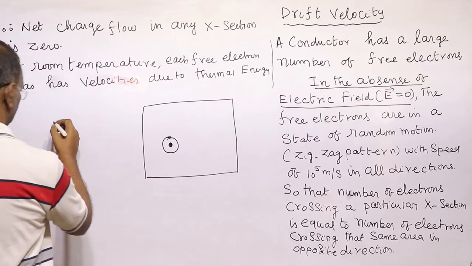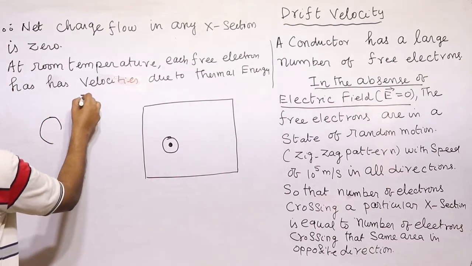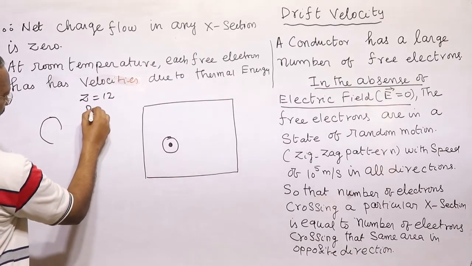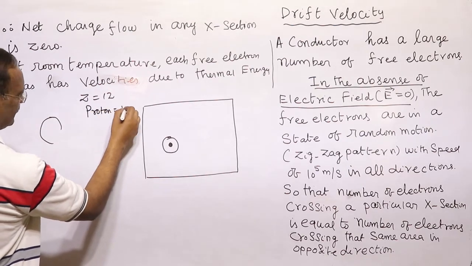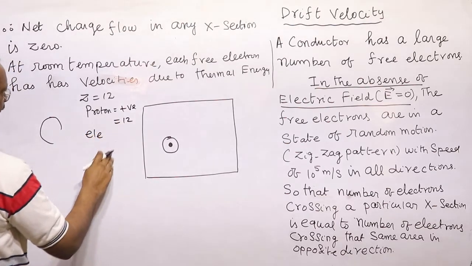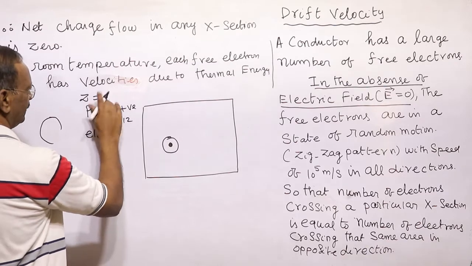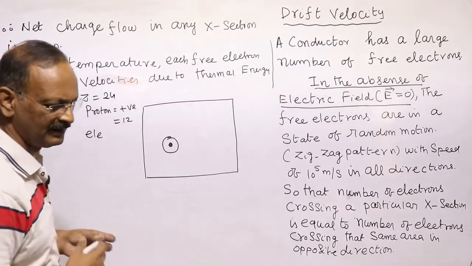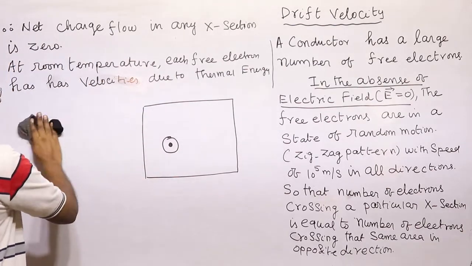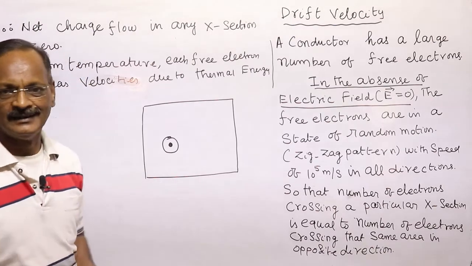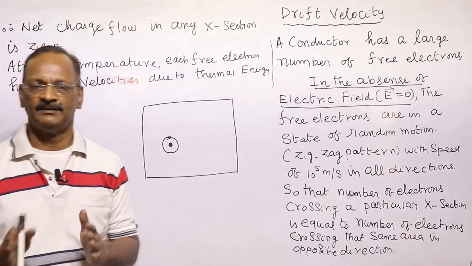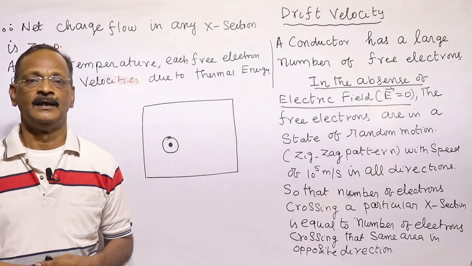This is the atom. Suppose Z is equal to 12, it means the total number of protons, that is positive charge, is equal to 12, and electrons, suppose 12. If an atom has 12 electrons, it means it will have 12 protons also. Electron is a negative charge and proton is a positive charge. So an equal number of positive charges and negative charges will be there.